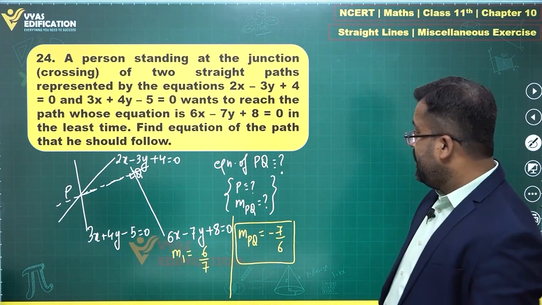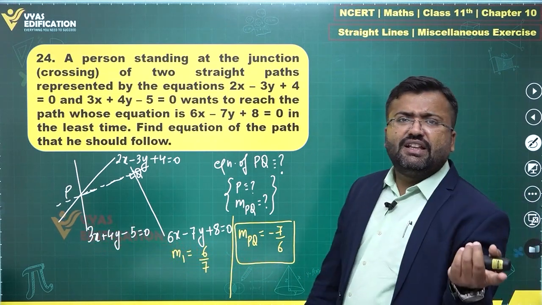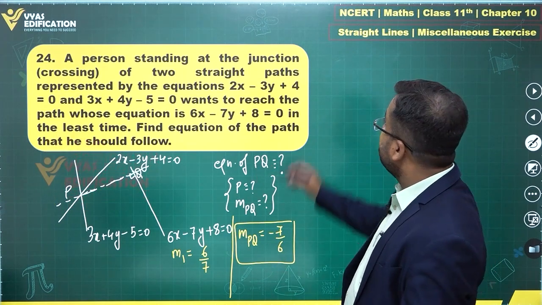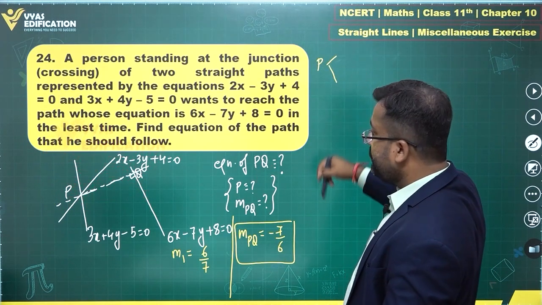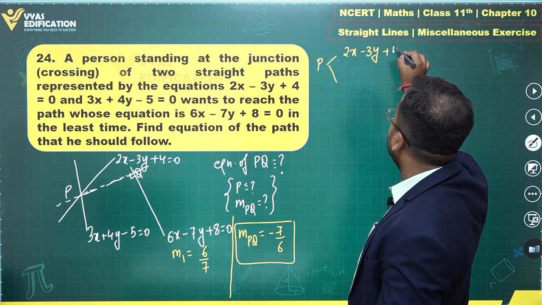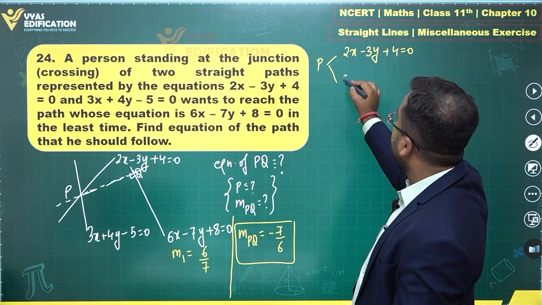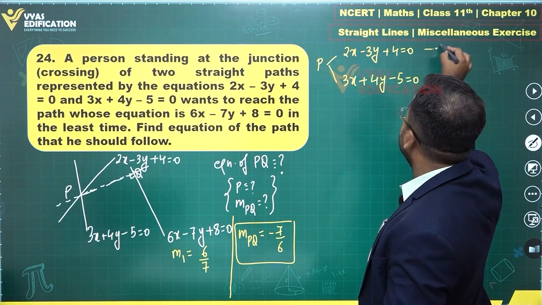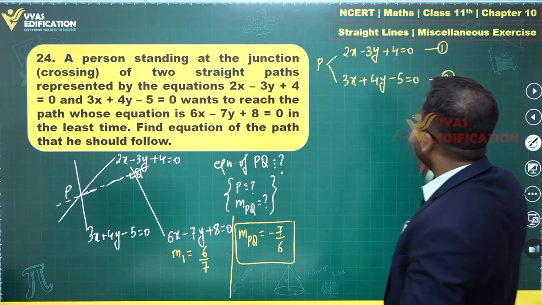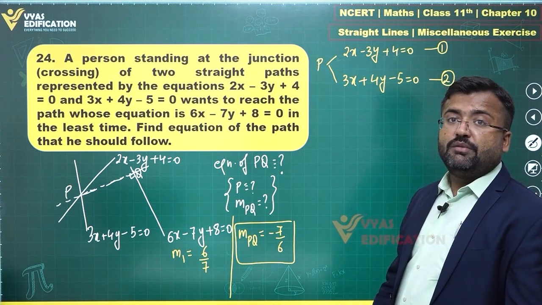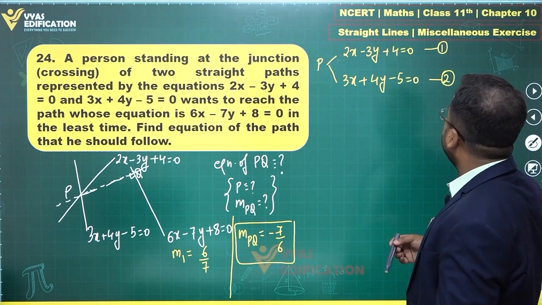That's one thing. What about point P? If I can find point P, then life becomes very simple for finding the equation of PQ. Point P is nothing but the intersection point of these two lines. What are these two lines? 2x minus 3y plus 4 equals 0 and 3x plus 4y minus 5 equals 0. This is equation number 1, this is equation number 2. For solving these, we have various approaches. We can apply cross multiplication or elimination. I would like to use elimination.